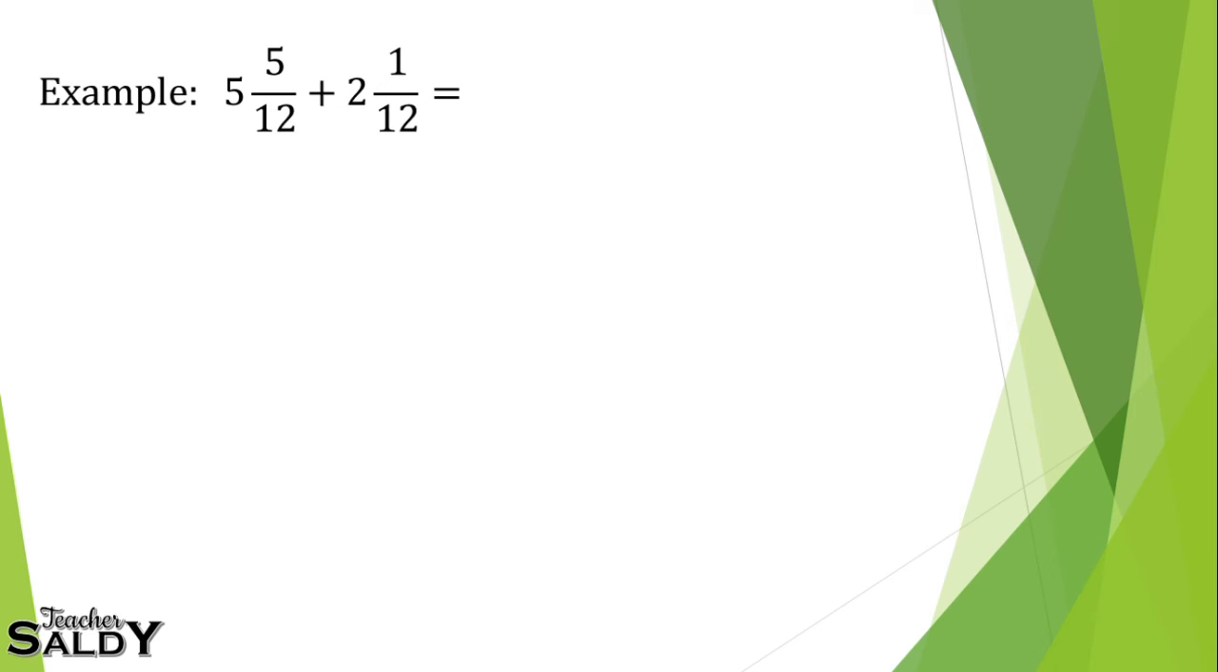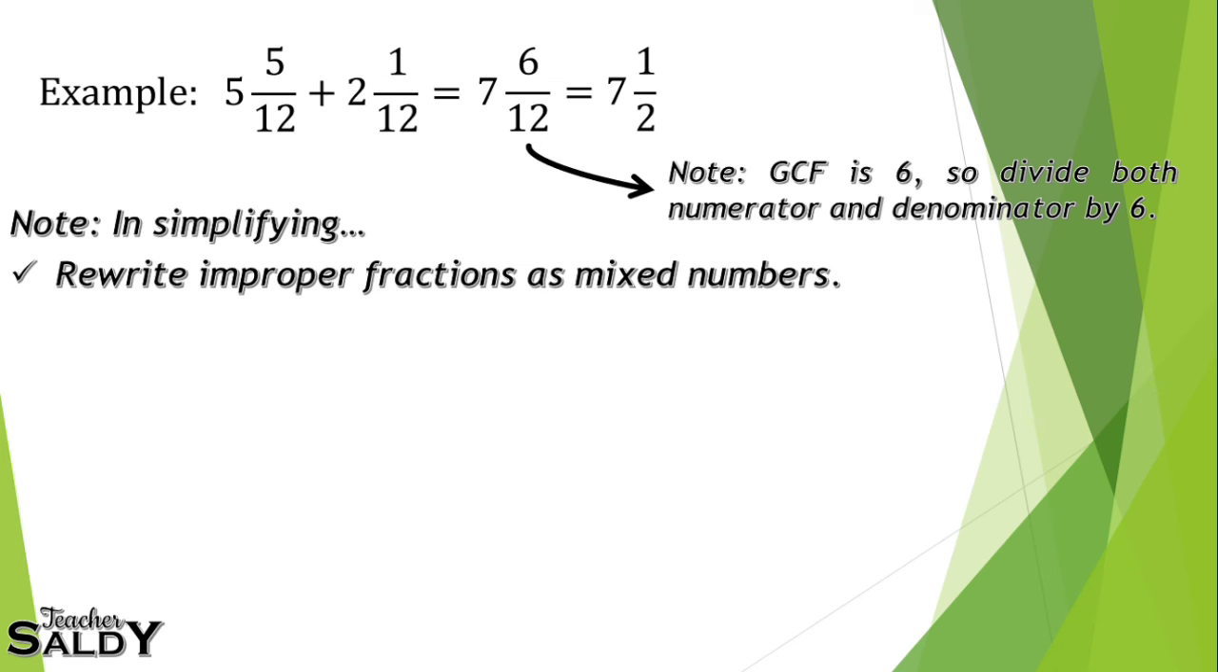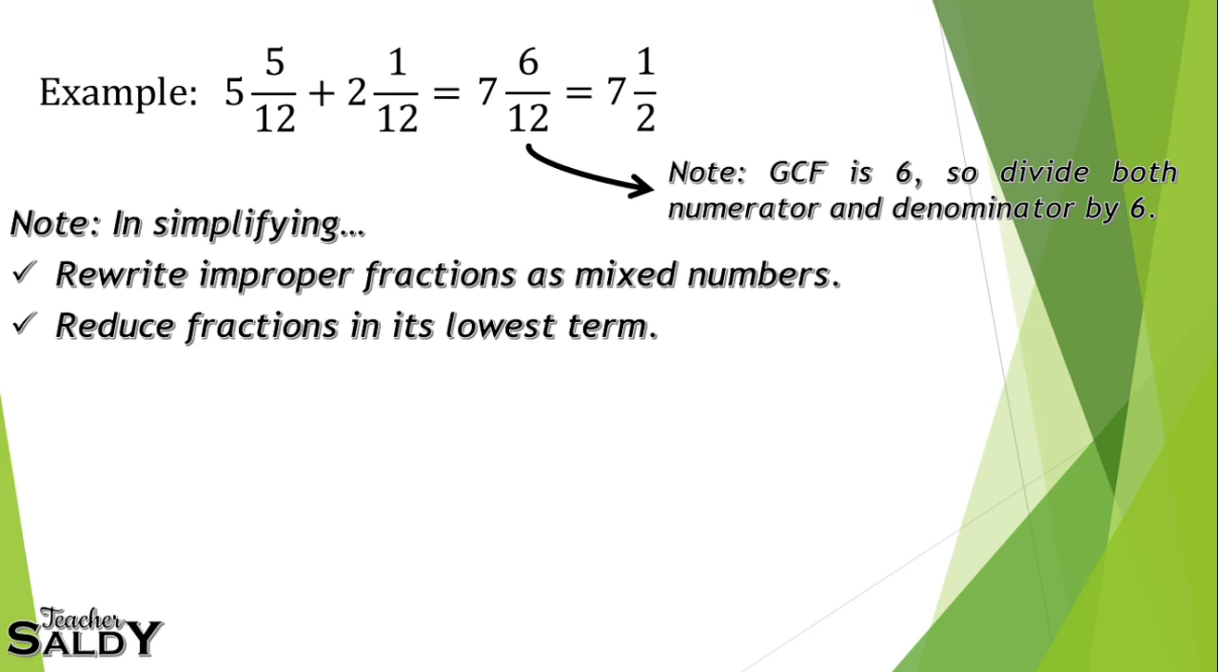Another example, let's say we have 5 and 5 over 12 plus 2 and 1 over 12. So we have 7 and 6 over 12. Okay, so again, note that the GCF of 6 and 12 is 6. So we divide numerator and the denominator by 6. So we can get 7 and 1/2. Okay, so no need to write 6 divided by 6, 12 divided by 6. So you can simply write 7, we copy the whole number, and then you can divide it mentally. So 6 divided by 6 is 1, 12 divided by 6 is 2. Okay? Note that in simplifying, we rewrite improper fractions as mixed numbers and reduce fractions in its lowest term. Always remember these two, okay? Because they are very important.